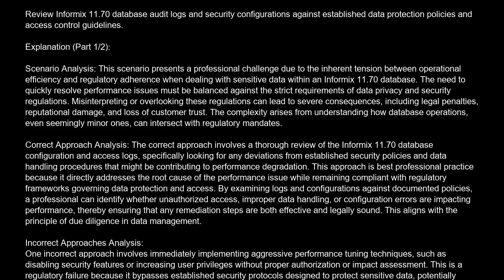Correct answer is B. Review Informix 1170 database audit logs and security configurations against established data protection policies and access control guidelines. Explanation. Scenario analysis.